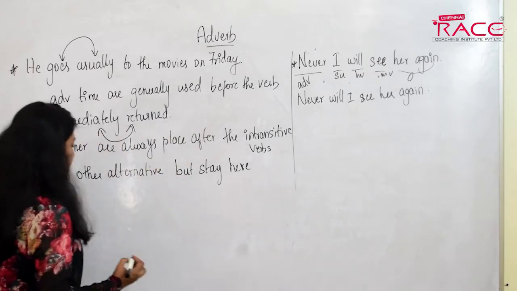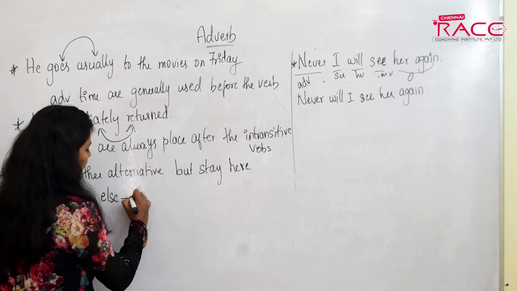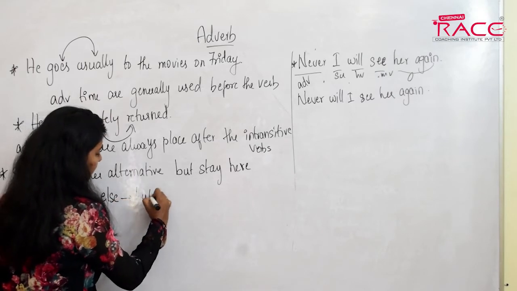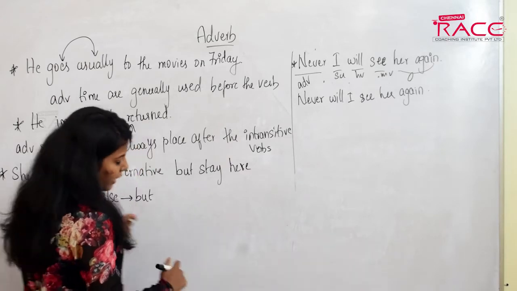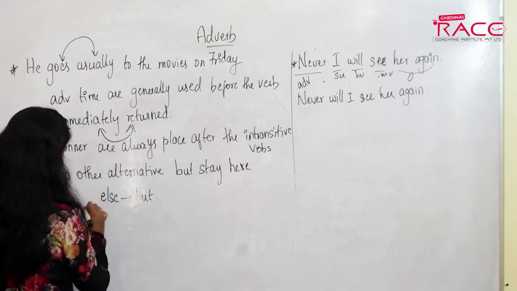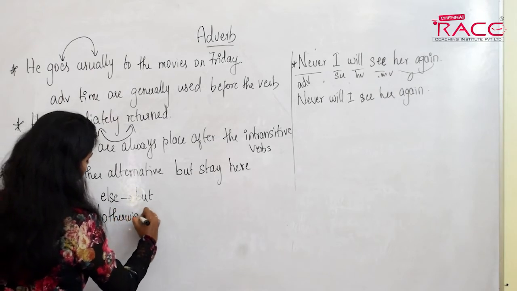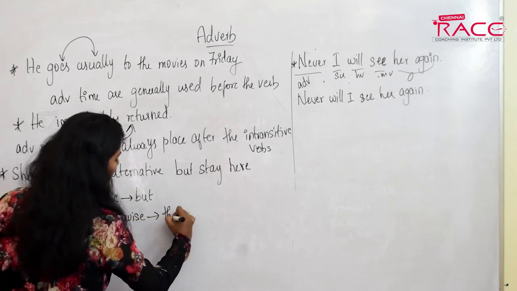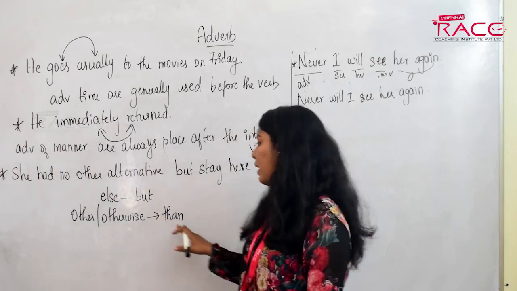If you are using else, it must be followed by but. Okay, else must be followed by but, and other or otherwise should be followed by than. Okay, else must be followed by but, other or otherwise must be followed by than.